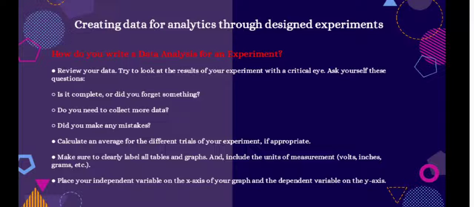Then make sure to clearly label all the tables and graphs, which include the units of measurement, such as volts, inches, or grams. And also place your independent variable on the x-axis of your graph and the dependent variable on the y-axis.